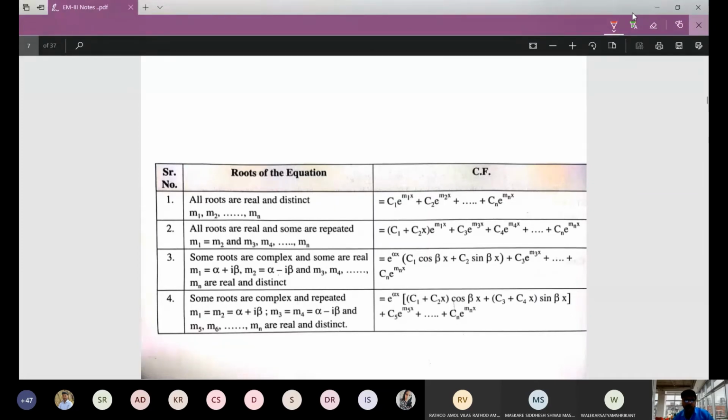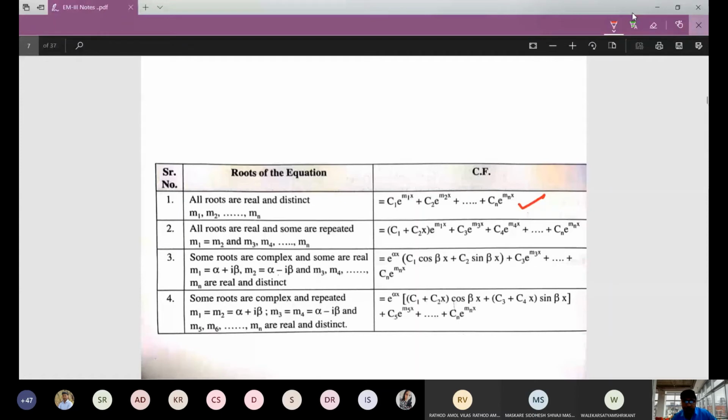For example, if the first two roots get repeated, m1 is equal to m2, then we have to write c1 plus c2x times e to the power that root times x, and for the rest of the roots you have to write the solution according to case number 1, because they are all real and distinct.